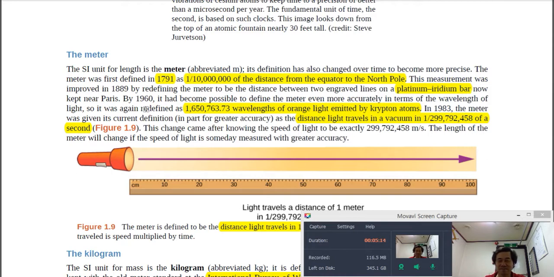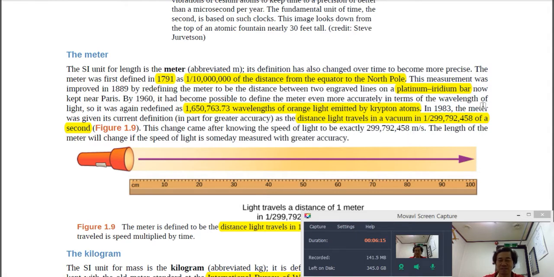So in 1960, people redefined 1 meter in terms of the wavelength of the light. And according to this definition, 1 meter is equal to 1,650,763.73 wavelengths of orange light emitted by krypton atoms. So the accuracy of 1 meter here can be up to 10 to minus 10.